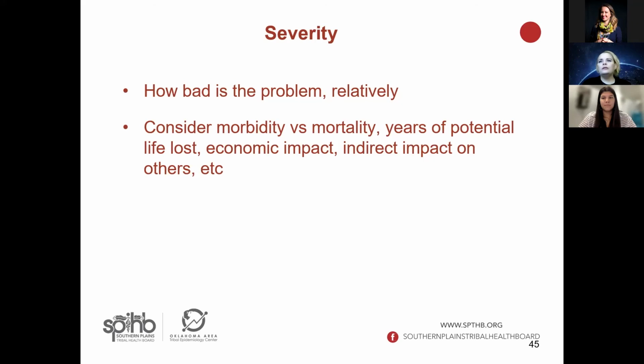So to look at that, we look at things like years of potential life lost due to the disease, the economic impact of the disease, and the direct impact on others. So you can see some of these things can be a little hard to measure, but there are ways to measure them, and there are tools for that. Another thing that we can also look at is trends over time.